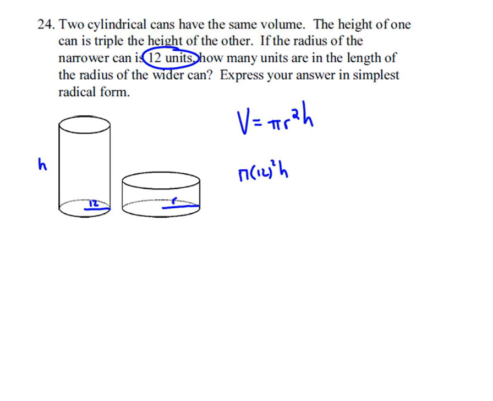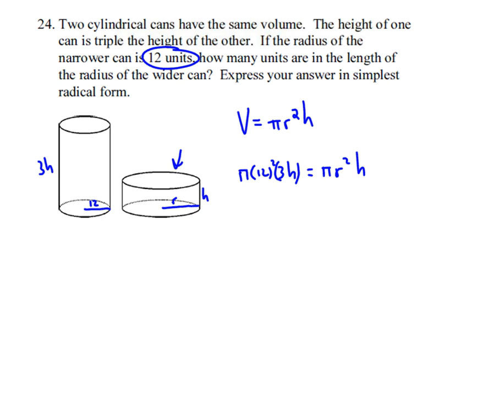But we do know something about this h, and it turns out that it's going to be either a third of the h of the narrow cylinder, or we could think of it better that that cylinder is h and this one is 3h. So let's redo our equation and realize that the volume of the narrow cylinder is pi times 12 squared times 3h, and the volume of this one is just going to be pi r squared h.